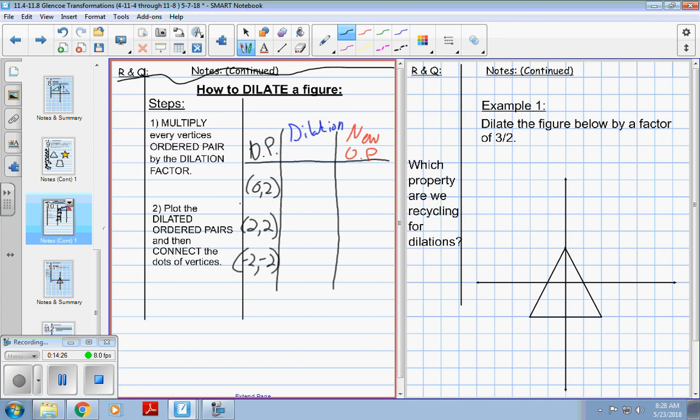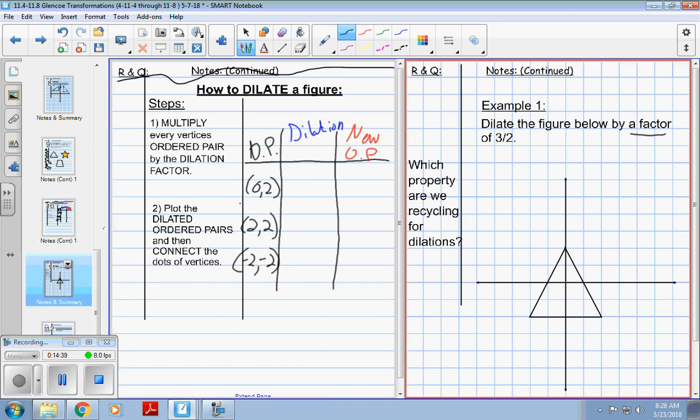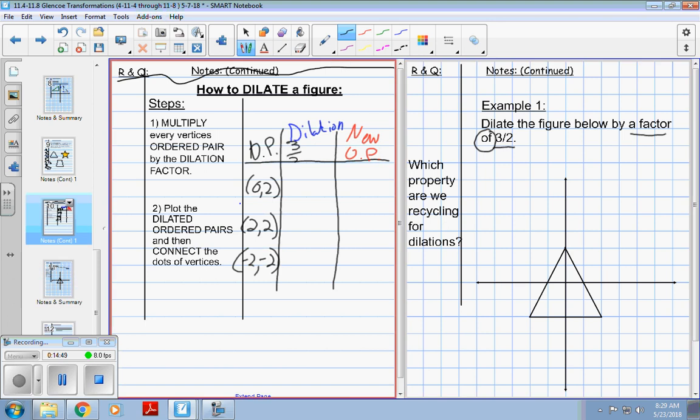Now on a dilation, your figure should get bigger or smaller. It's not congruent. This is the one transformation that's not congruent. Okay, so what this problem is asking us to do is a factor of 3/2. Well, we see the word of. What operation is that? Yeah, that's multiplication. So what we're going to have to do is 3/2 times our ordered pair.